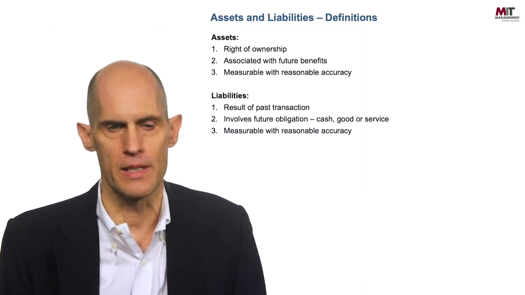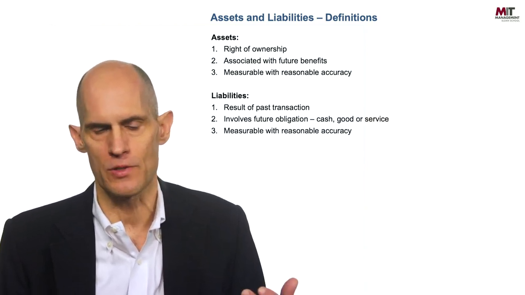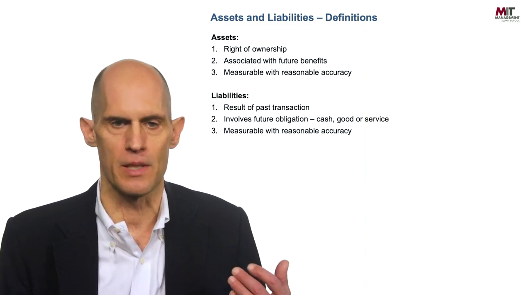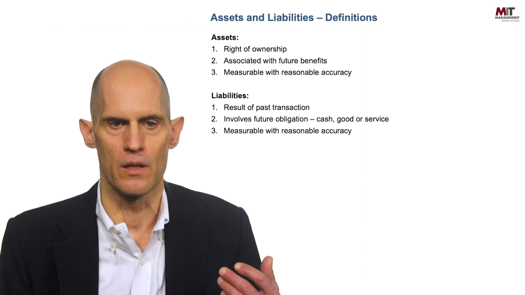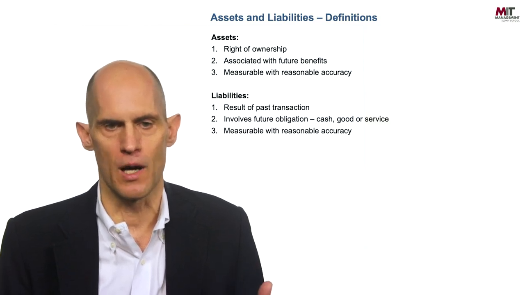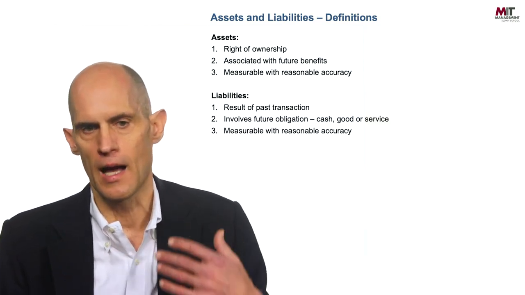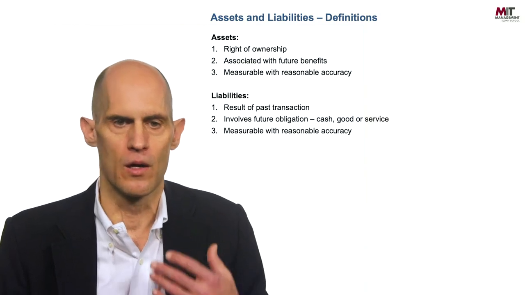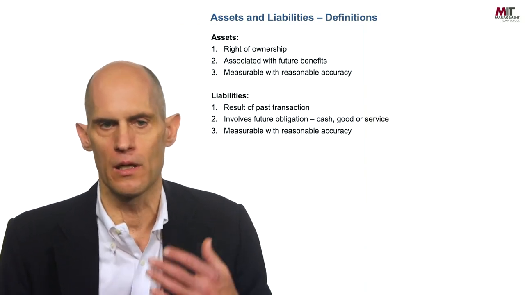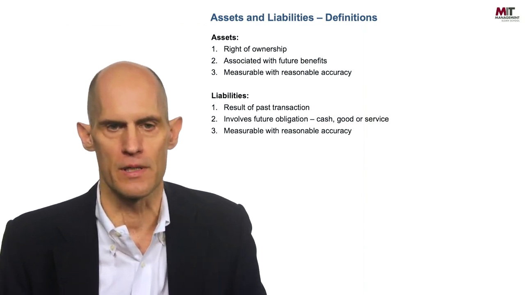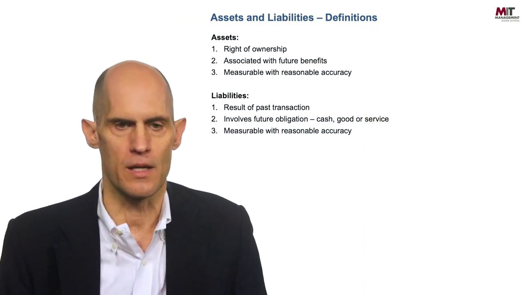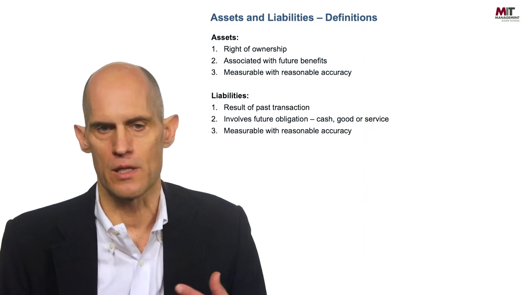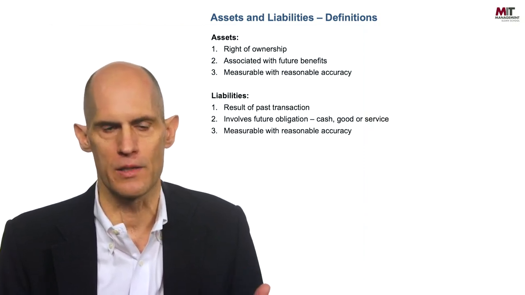Liabilities, also three tests. It's a past transaction, so I've done something to incur the liability. So I borrowed money from you, and it involves a future obligation. In the future, I have to pay you money back, or maybe I'll deliver you a good, or maybe I'll deliver you a service. So those are our two tests. And then again, notice here there's a measurable with reasonable accuracy test. So most liabilities will be on the balance sheet.